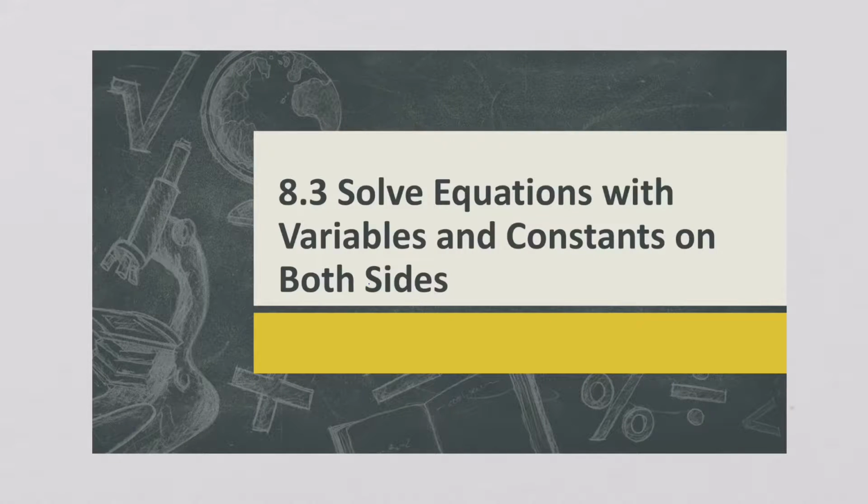Okay, so not all equations are short and small, and now we're getting to where our equations are getting larger, and so you're having to perform different tasks in order to get that variable by itself. With this section, we are going to have variables and constants on both sides of the equal sign. So it's a little bit more involved than what we've been doing in the past.